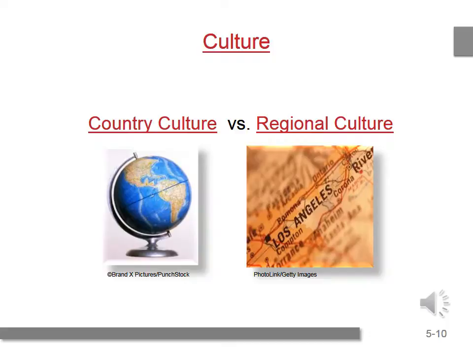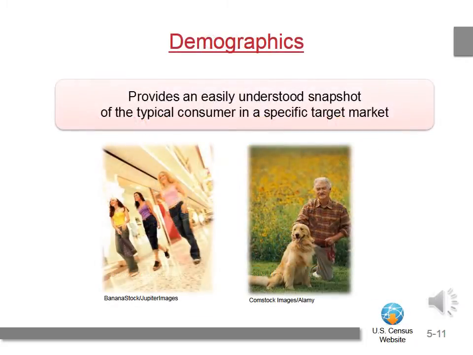I want us to discuss the macroenvironmental factor demographics. What are some of the typical demographics? The answer is particularly age, gender, income, and education. Demographic segmentation is probably the most common form of segmentation because the information is so widely available.